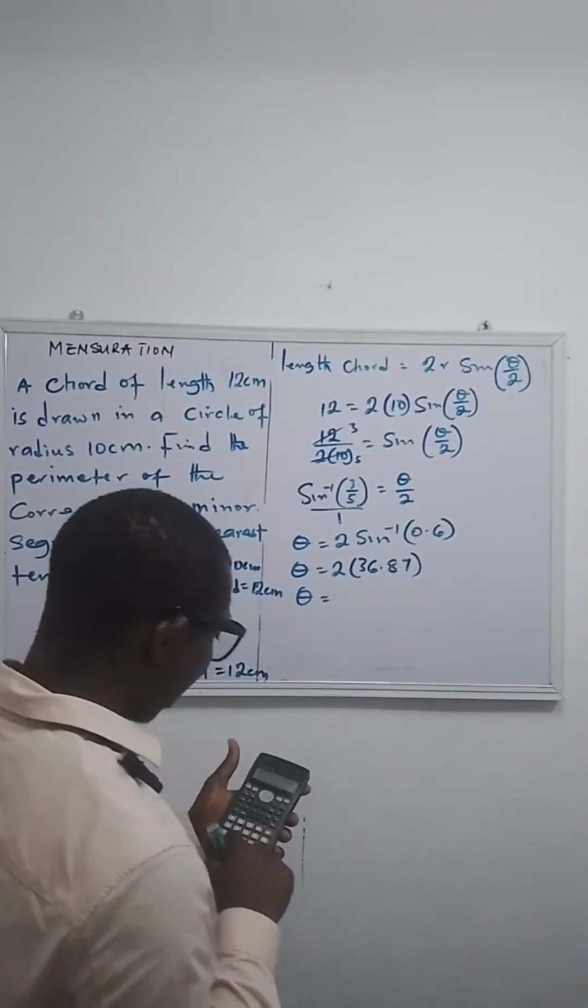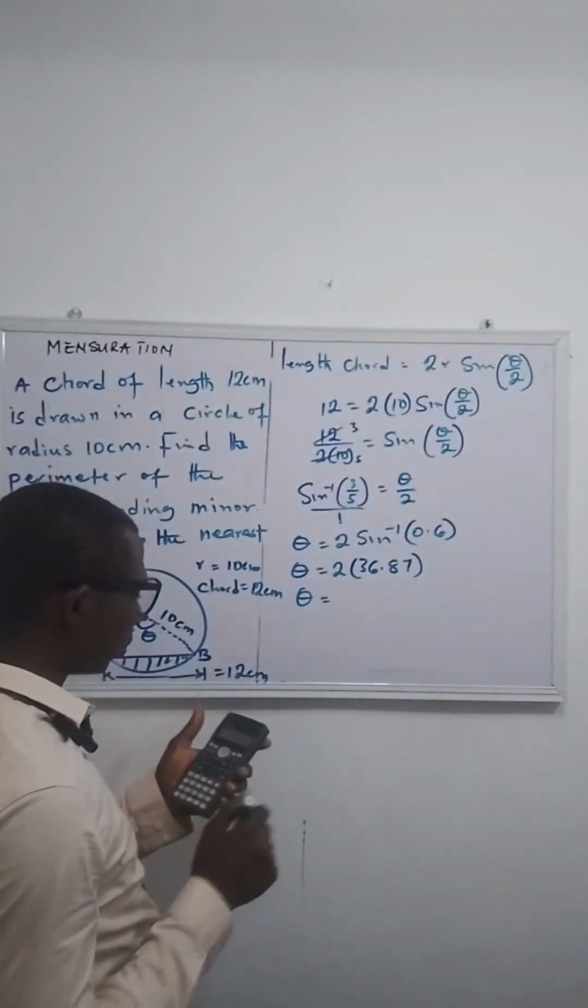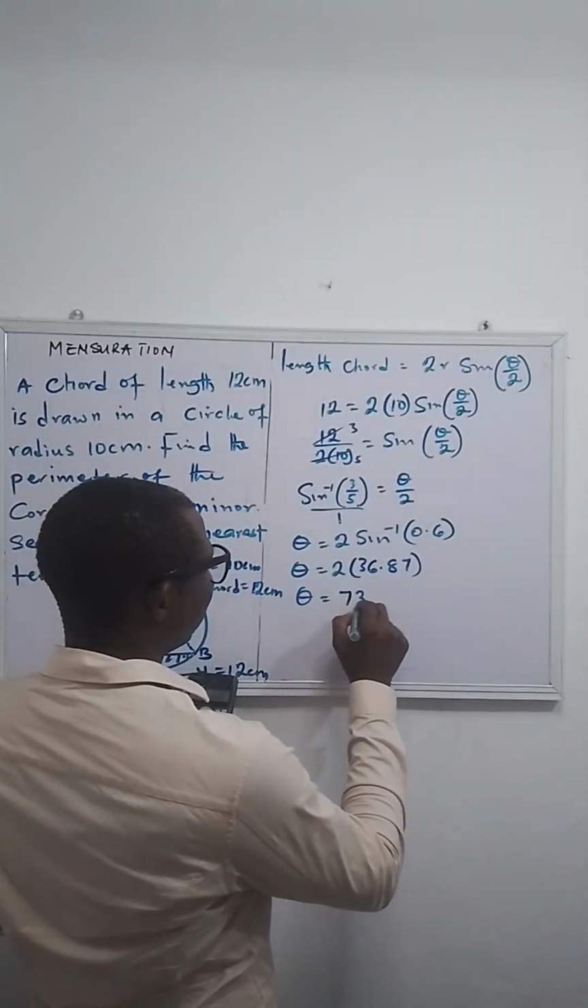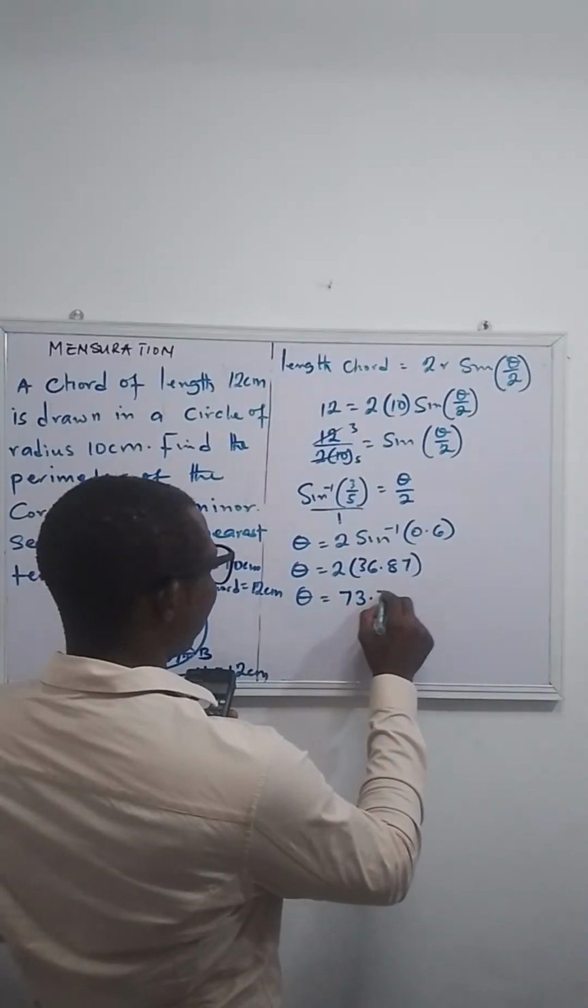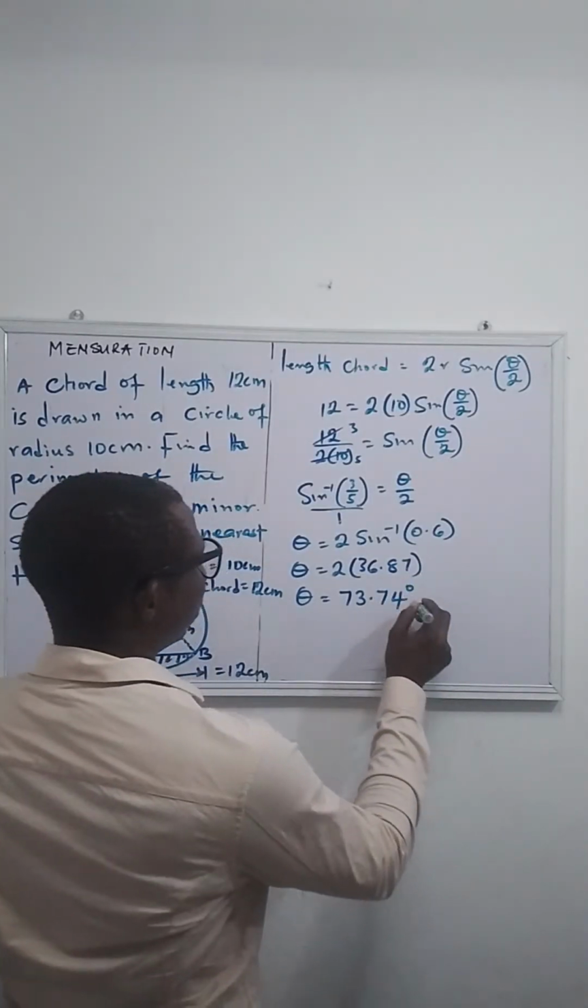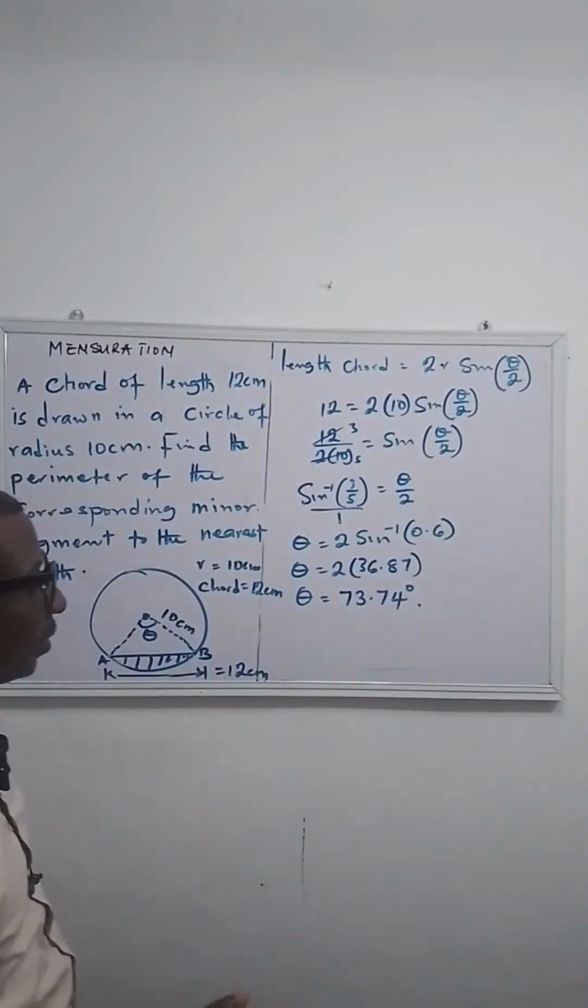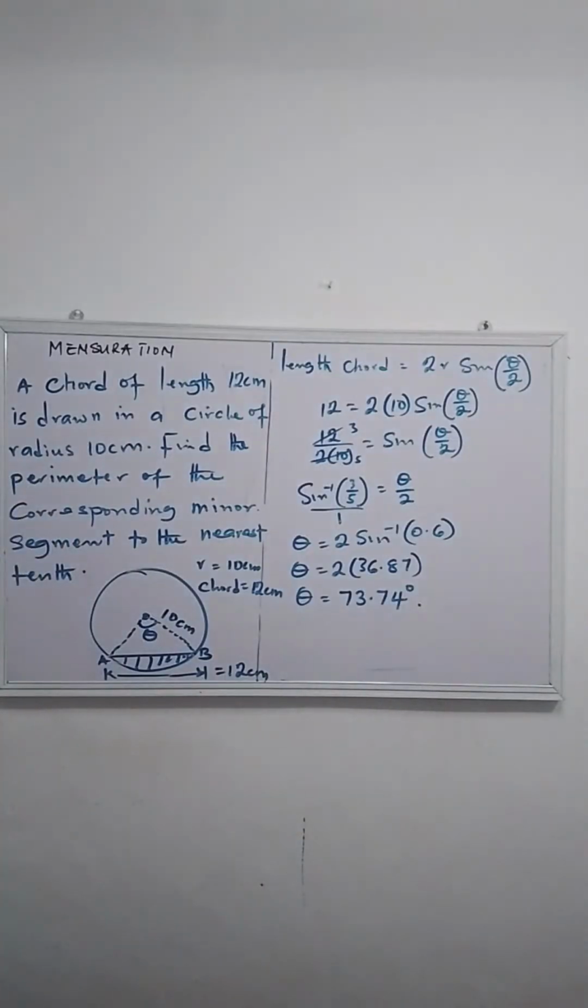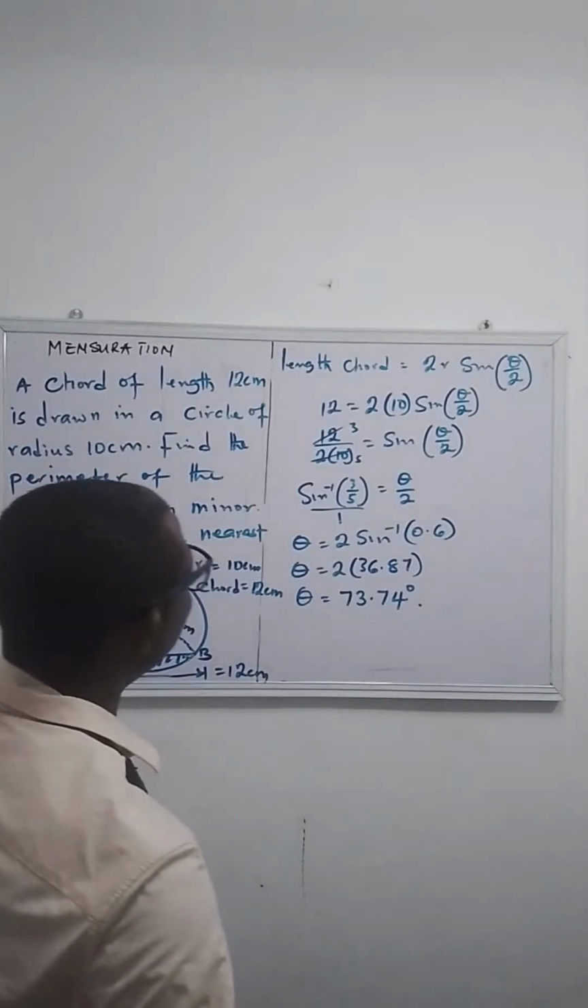So when you multiply that by 2, what do we have? We have 73.74 degrees. So this is what we have as theta. Now the next thing is to get the perimeter of this segment. So we add the length of chord plus length of arc, and we have our answer. All right, so how do we go about that?